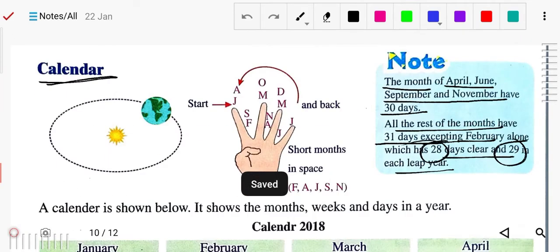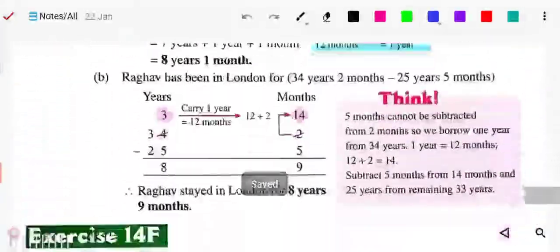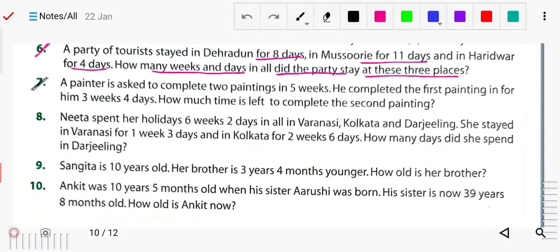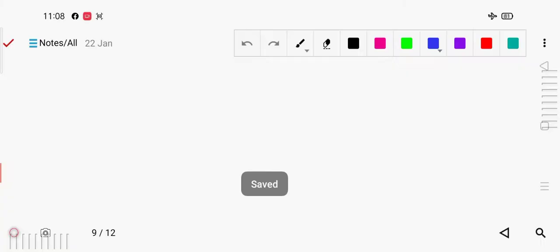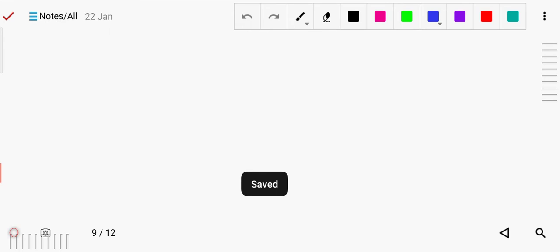Okay, now next question, which is number 7. A painter is asked to complete 2 paintings in 5 weeks. He completed the first painting in 3 weeks and 4 days. How much time is left to complete the second one? Two paintings are given, and the total time allotted is 5 weeks. The first painting took 3 weeks and 4 days. So how much time is left for the second painting? So this is number 7.